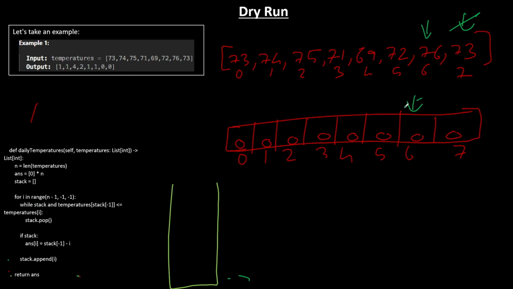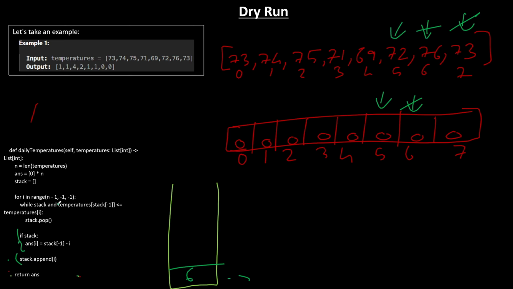And from here, we move here. And now the stack became empty, right? So we will append this 76, or this 6th index, here. Great. So this is done. We will come back here.